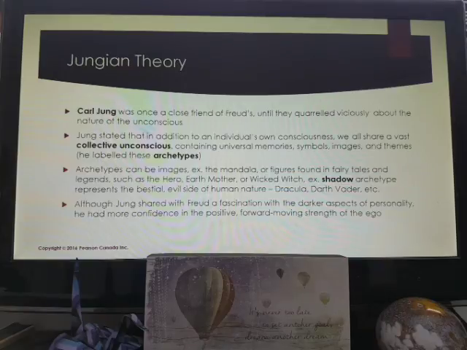So he said basically that people were motivated not only by past conflicts, but also by their desires to fulfill themselves. And he was also among the first to identify extroversion and introversion as a basic dimension of personality. So in addition to these archetypes, he definitely did have some lasting effects on the realm of personality psychology. And although he did share with Freud a fascination with the darker aspects of personality, he also had more confidence in the positive and forward-moving strength of the ego.